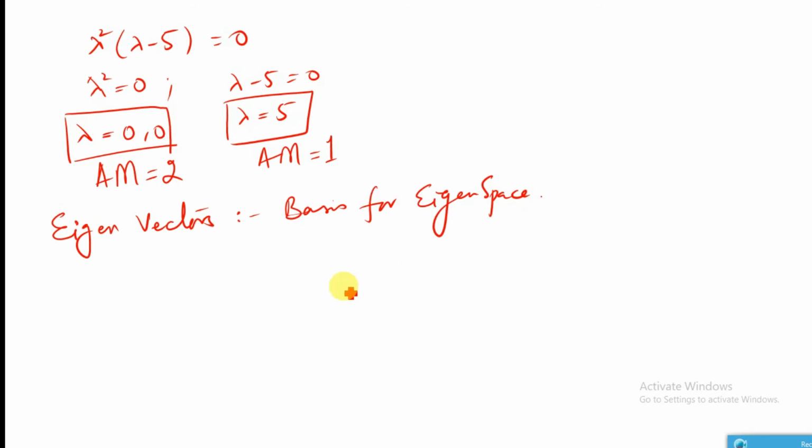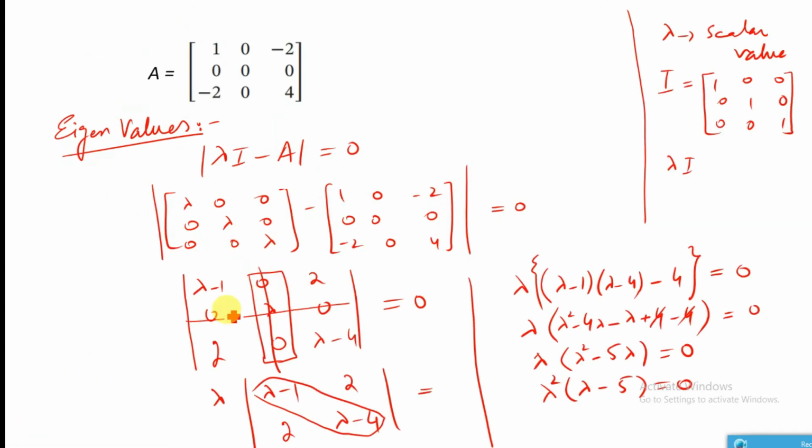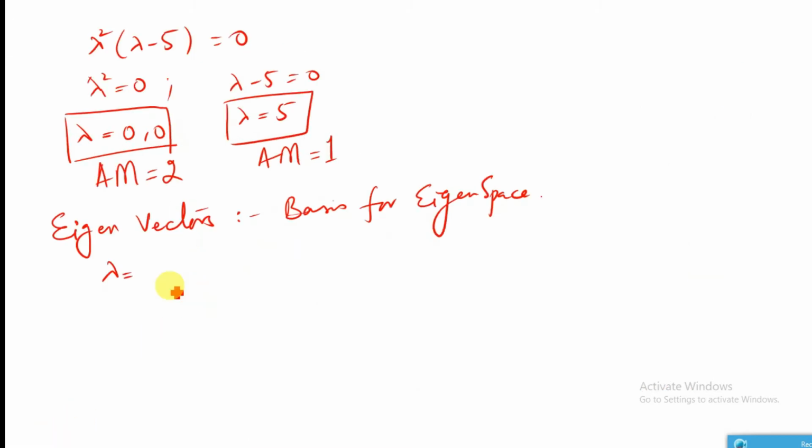Now how do we evaluate it? We just need to simplify the previous matrix that contains the lambda value. I'm writing this over here. Our matrix is lambda minus 1, 0, 2; 0, lambda, 0; 2, 0, and lambda minus 4.